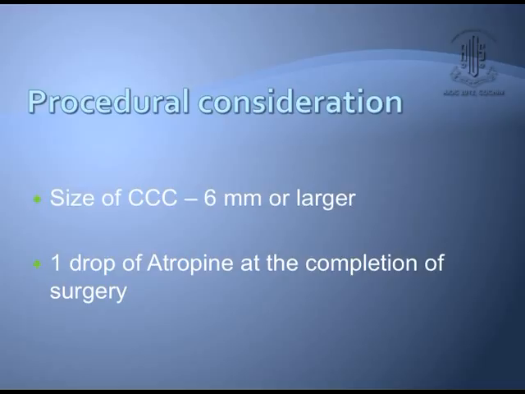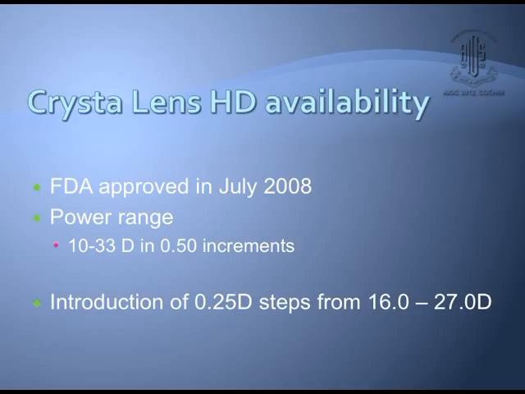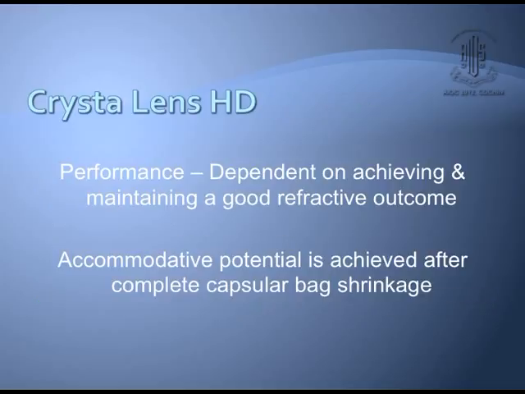You have to put one drop of atropine at the completion of surgery. You keep the muscles relaxed for 15 days, so the lens fixes for the distance, and you start reading after 15 days. So ask the patient not to read for 15 days. It is FDA approved. Power range available is 10 to 33, and in this 0.25 steps are available. Performance depends on achieving and maintaining a good refractive outcome. Accommodative potential is achieved after complete capsular bag shrinkage, so it will take around 2 months to develop completely.